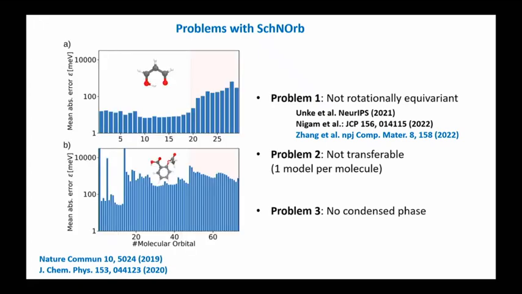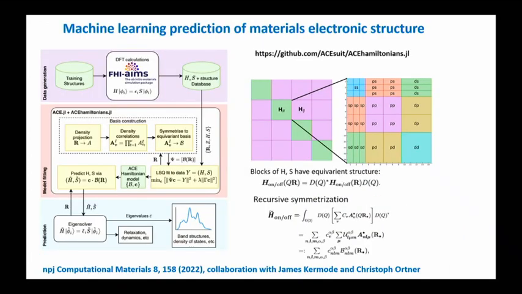And the rotational equivariance issue was a problem that when you went to larger molecules, you just cannot fix this issue with data augmentation. So if you go from this malondialdehyde to aspirin, you literally get a headache from all the errors that you end up getting in the model. So the transferability issue is something we've addressed recently, and we can now also predict these Hamiltonians for the condensed phase. So let me show you some of these efforts. So I'll first talk about problem one and problem three, which we can address at the same time.